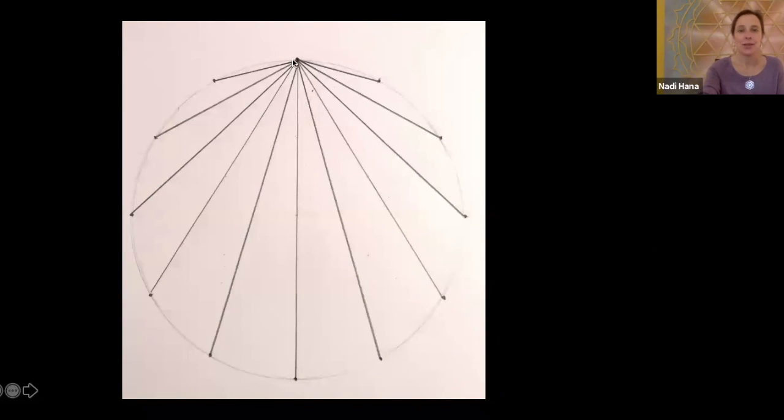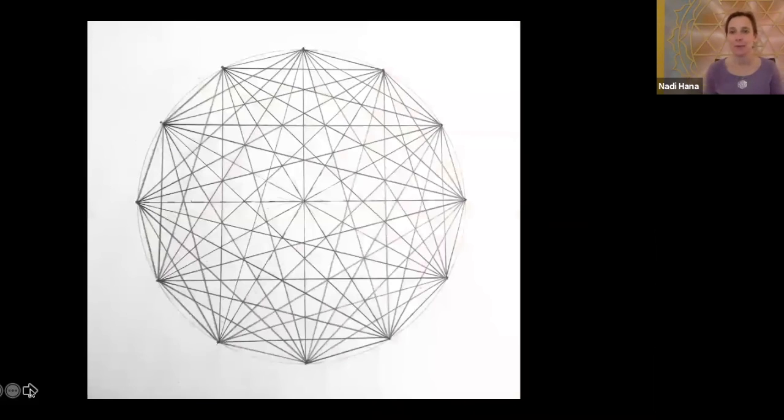And once you've got that pattern all stemming from that top central point, you want to go ahead and do the same thing from every single point until it looks like this. Okay? So go ahead and pause the video and give yourself the time to see if you can.